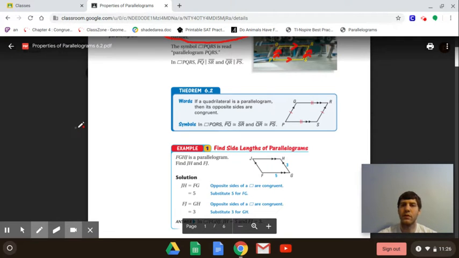So if we look at our example 1 here, we have parallelogram FGHJ, and it tells us to find JH and FJ. So FG and JH are opposite sides, and since it's a parallelogram, we know opposite sides are congruent, so their lengths are equal. So JH is going to be 5. And then HG and JF are opposite sides, so that's going to be 3. So JH is going to be 5 and JF is going to be 3. That's just as easy as it gets. Opposite sides are congruent if you have a parallelogram. They're the same size.